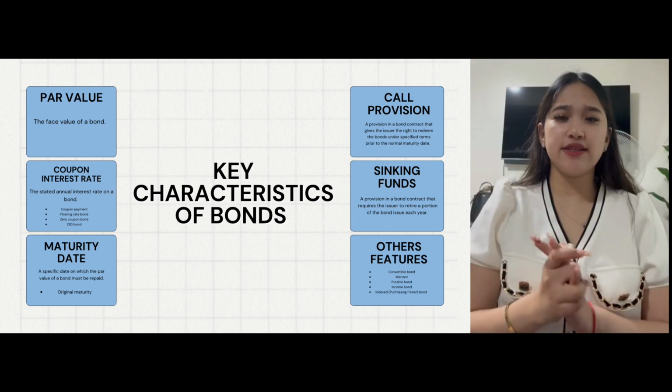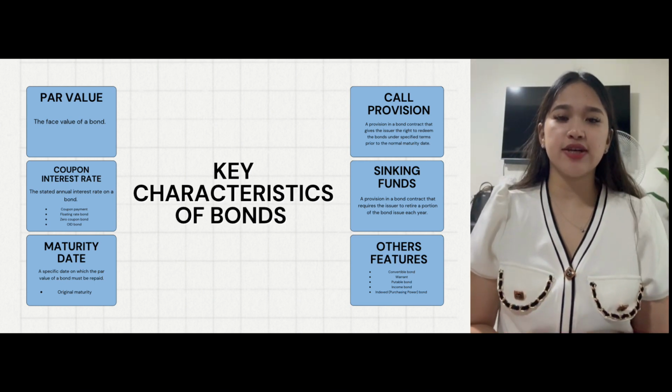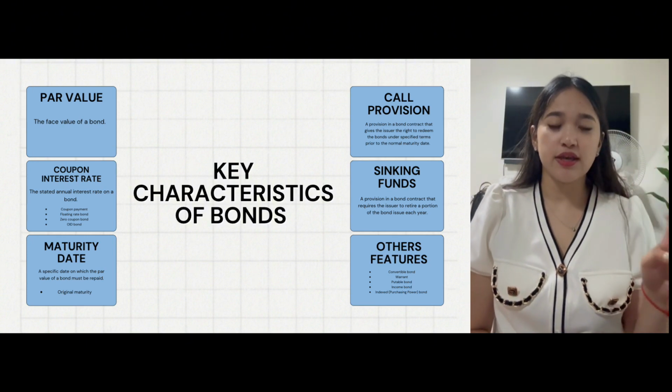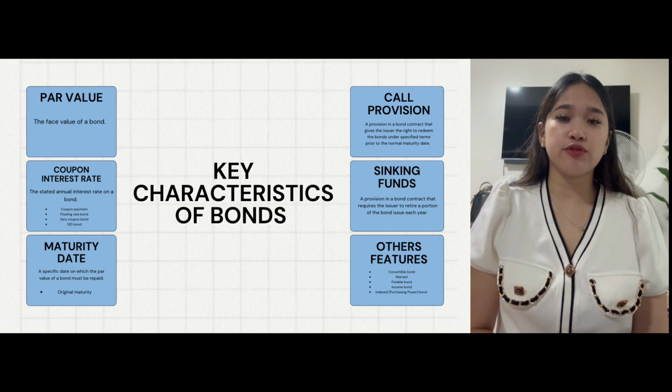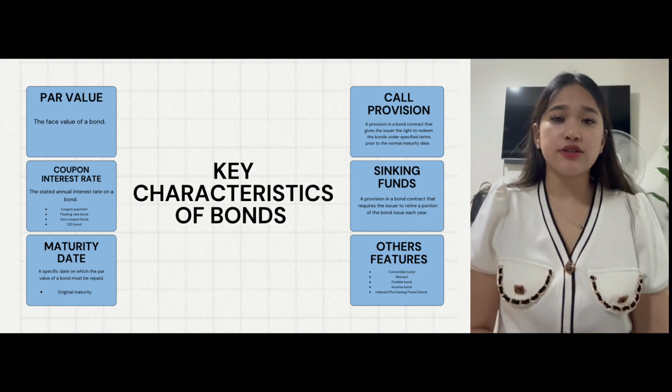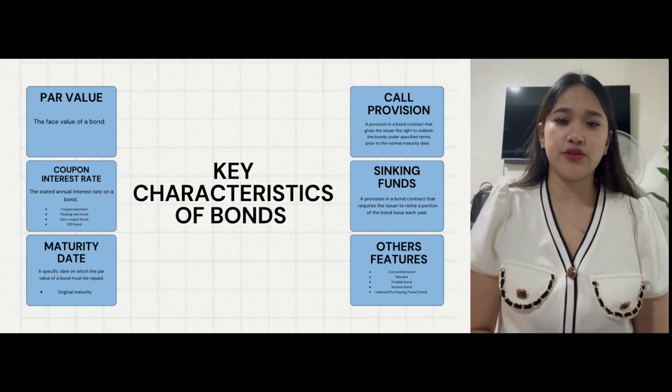In most cases, the issuer can handle the sinking fund in either of two ways. The first one is that the company can call in for redemption at par value a certain percentage of the bonds each year.